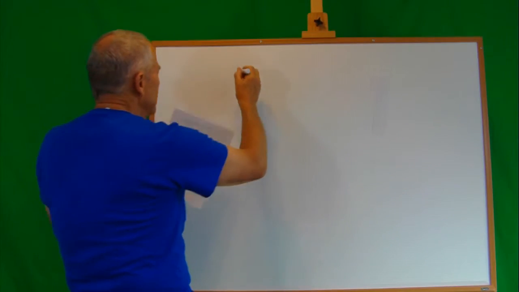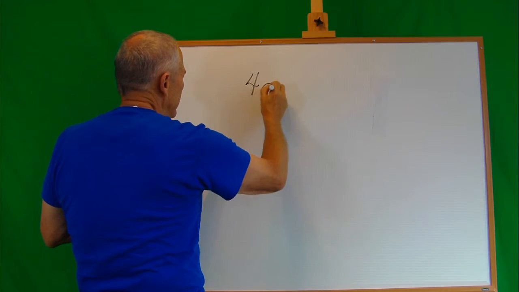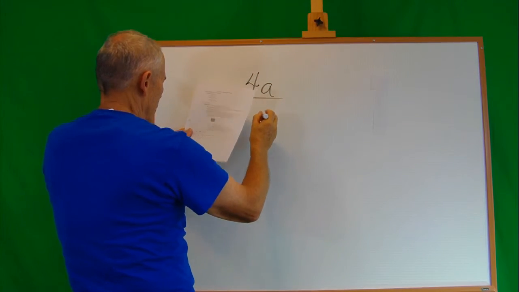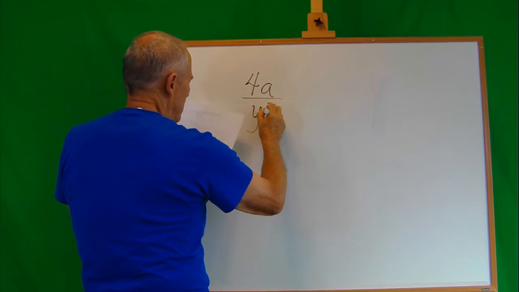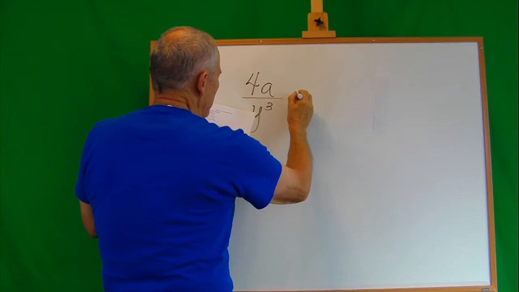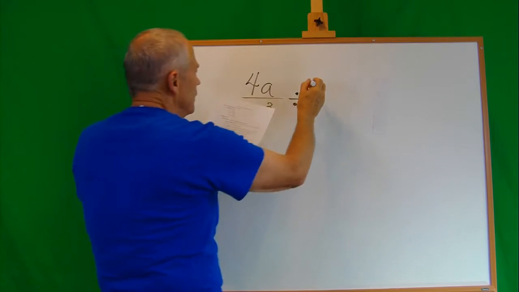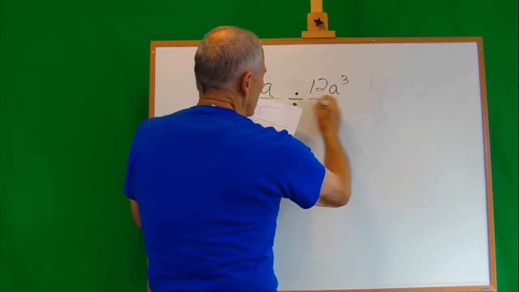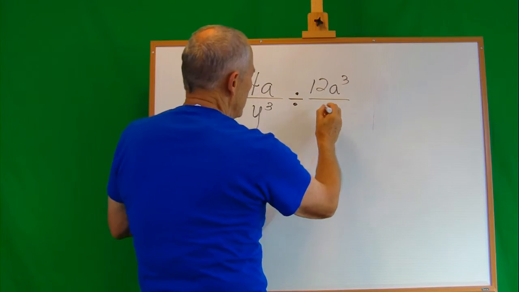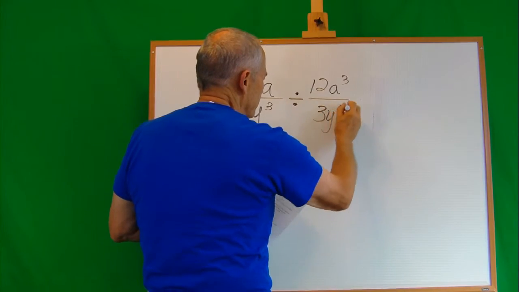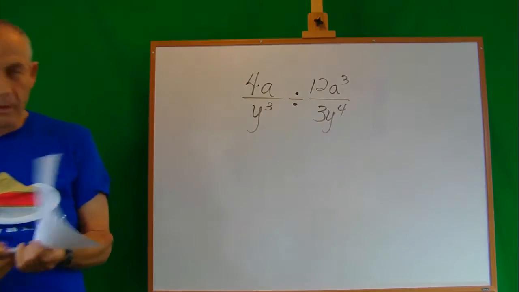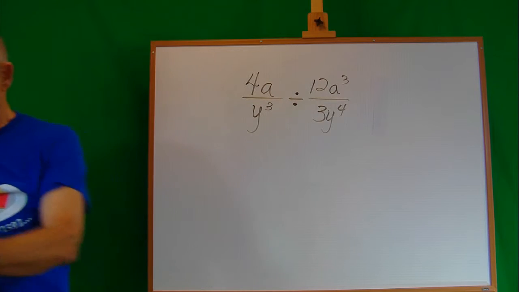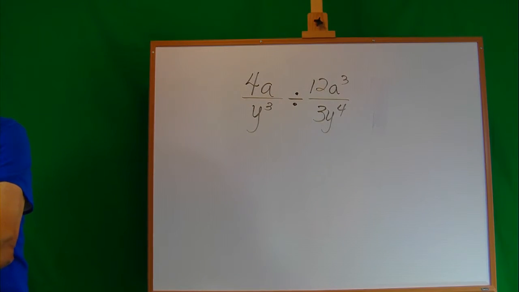Let's make it one of those strange ones that have numbers in them we don't know. Let's say we've got 4a over y cubed divided by 12a cubed over 3y to the 4th. Okay, that's going to be our problem, the one we're going to end up on today.